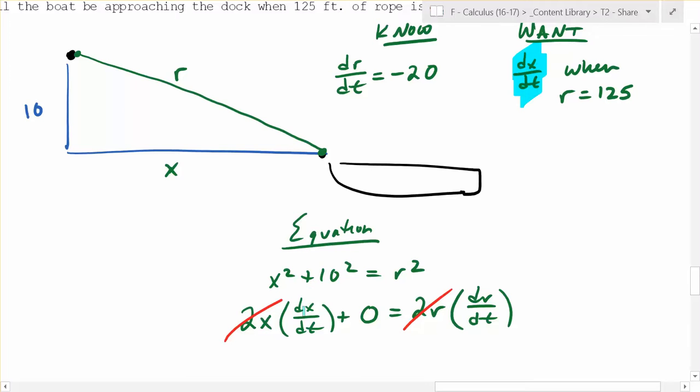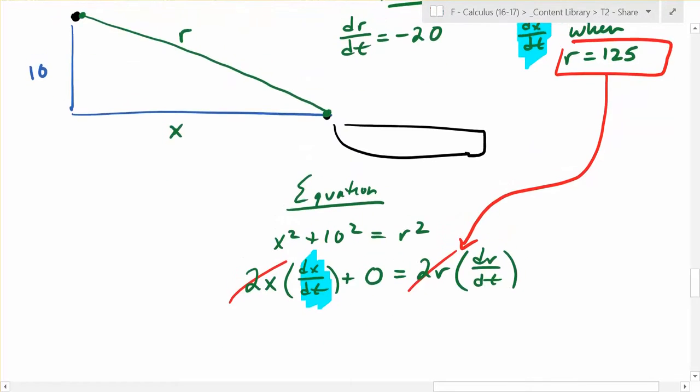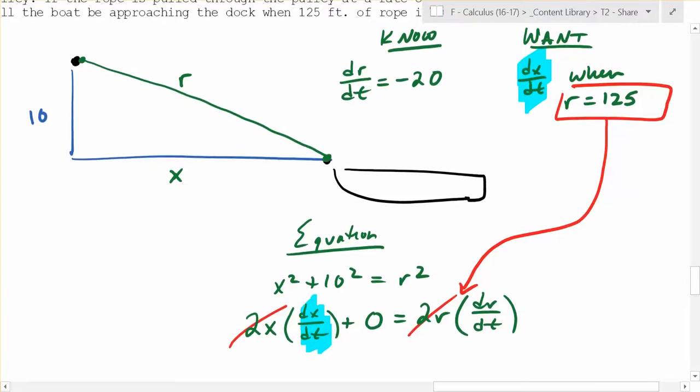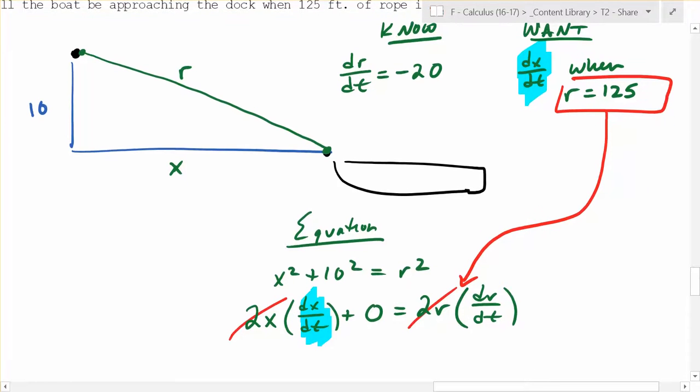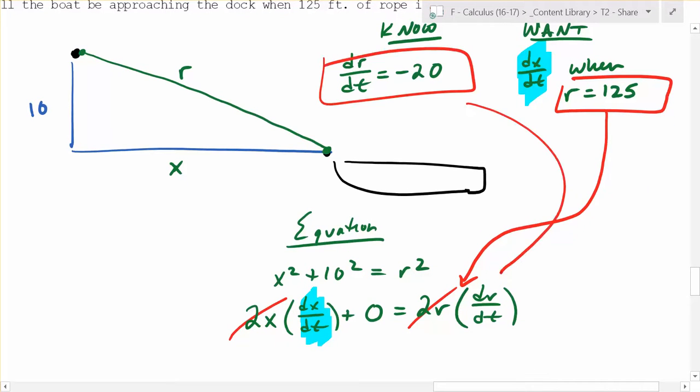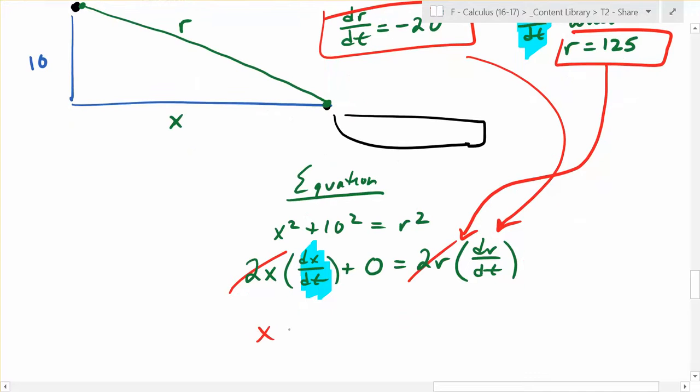If the 2's cancel, we're left with closer to what we want, but we want dx/dt. So if we want dx/dt, we need values for all the other things, right? Do we have some of that already? Yes. R is 125, so it's going to go right there. Sorry, we wanted dx/dt. Do we have dr/dt is what I mean. dr/dt is right there. So what do we get? x times dx/dt equals what? Negative 20 times 125, right?